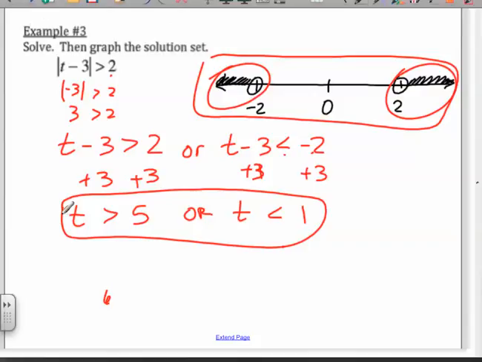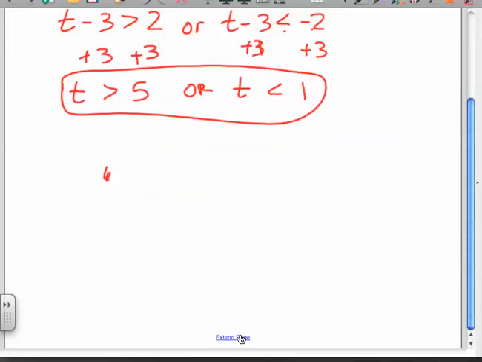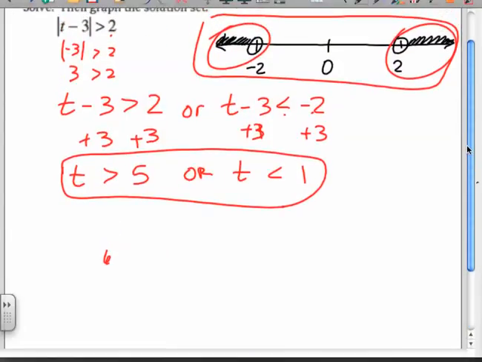CB, can we do this the first way and then just graph it? Because the first way has been the easiest. Is that easiest for you? So CB is saying, can I say this, that t minus 3 is greater than 2, right? That's just getting rid of the absolute value. Or t minus 3 is less than negative 2. Can I do that and then graph it? Yeah, you can do that if you'd like.